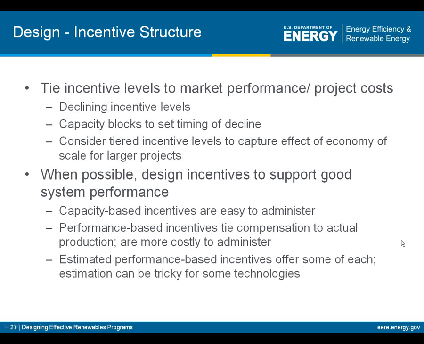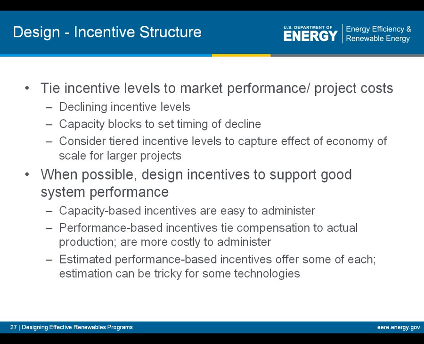Sort of as a compromise between those two, some programs have now developed estimated performance-based incentives, and that means that the project would actually determine an estimate of their performance for the system based upon a prescribed estimation technique prescribed by the program that takes into account some site-specific characteristics of the particular project in determining what to base the incentive on. And some programs are actually doing kind of a combination.